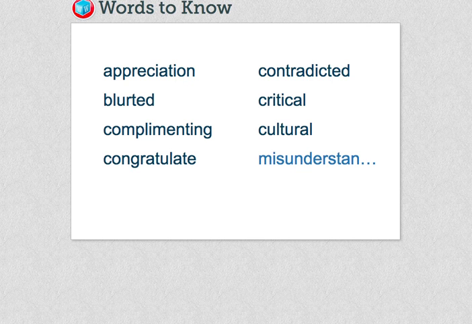We are going to move on to our vocabulary now. We've got 8 new words this week. So as we go through these, you are now turning to the vocabulary section of your notebook, and you are writing these down. So our first word is the word appreciation.